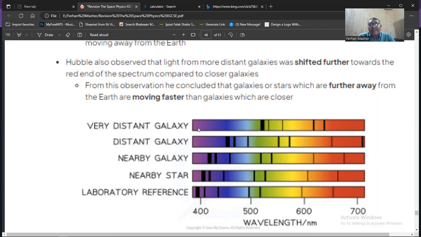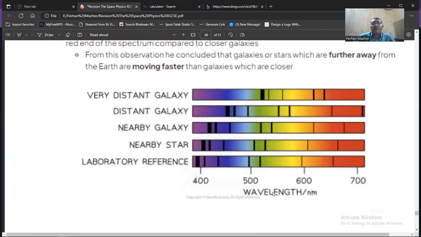So, for very distant galaxies, you can see these bands are more towards the red. For a distant galaxy, this band is here, and for a nearby galaxy, the same band is here. For a nearby star, the same band is here, near the blue one. The laboratory reference is here. So the wavelength of the same lines when the galaxy is very far away, these patterns are more towards the red.